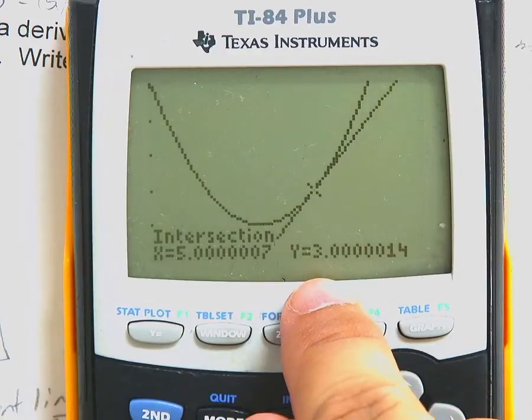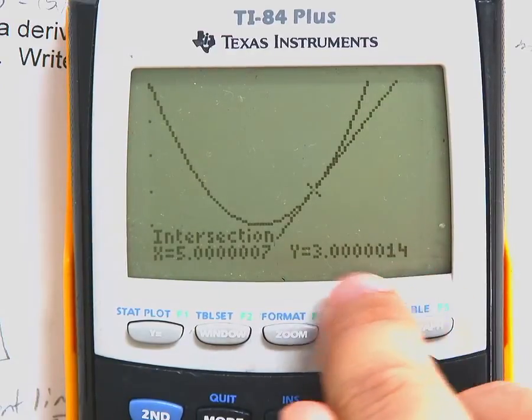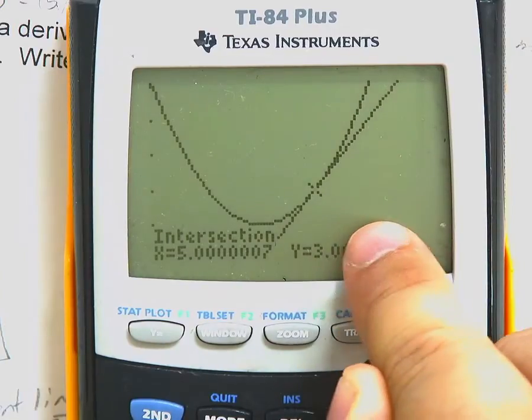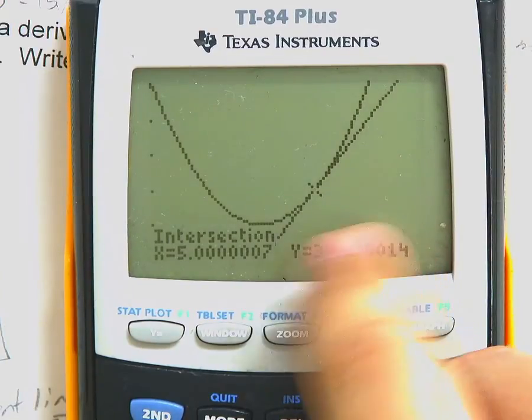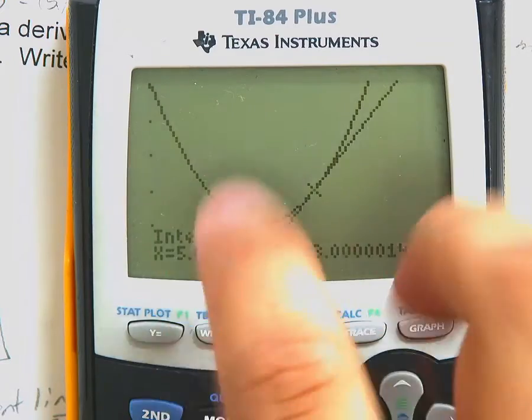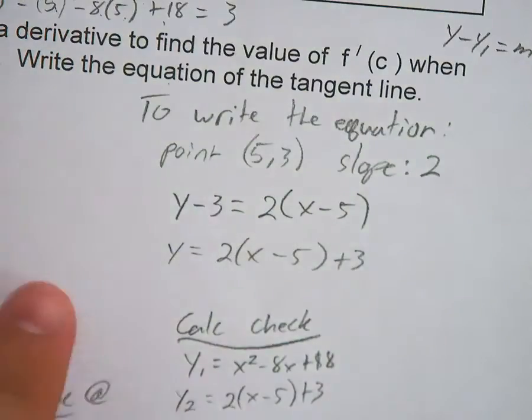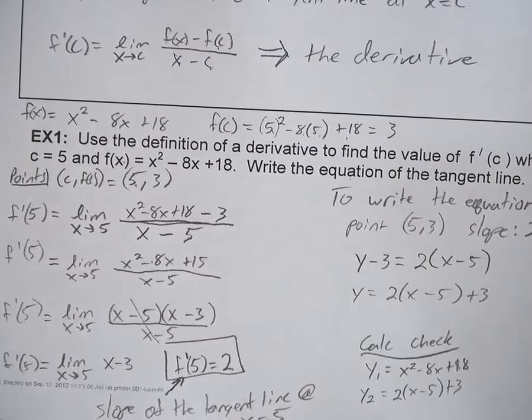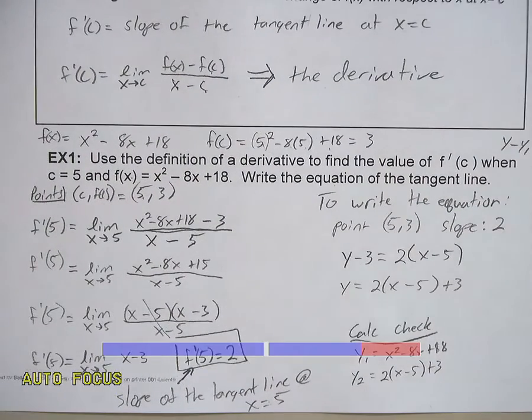Now your calculator's pretty stupid, so it actually put a point 0.000014 on here. Don't trust it. It's 5, 3. Okay, it's 5, 3. All right, so that's what those two lines share. That is how you find the derivative and the equation of the tangent line.